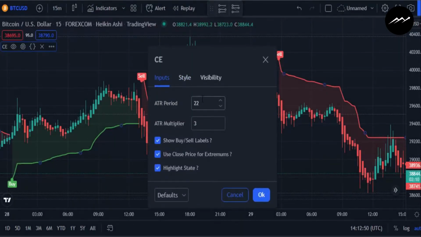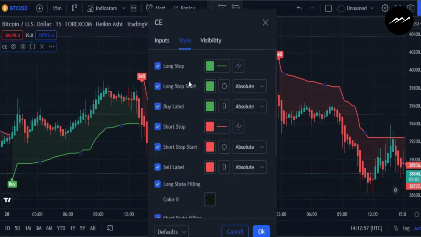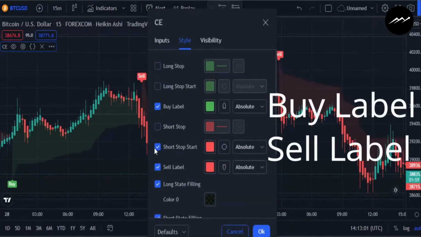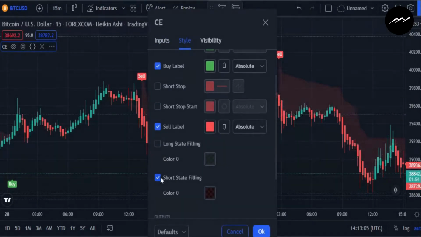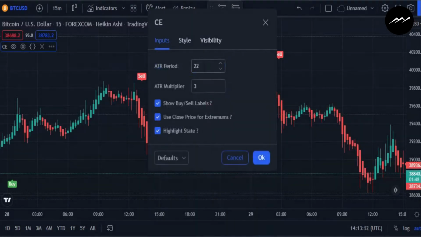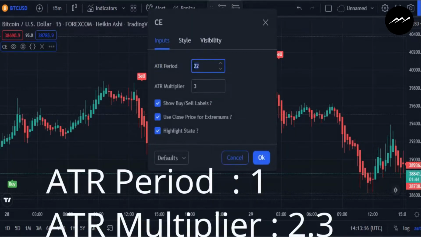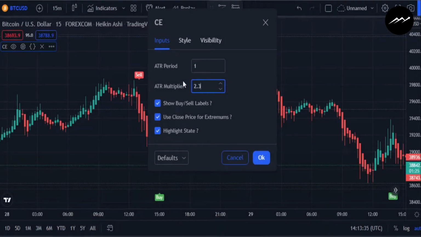We need to make changes in the settings of this indicator. In the Style tab, except for the Buy and Sell label, turn off the other options. In the Input tab, change the ATR period value to 1 and the ATR multiplier value to 2.3.